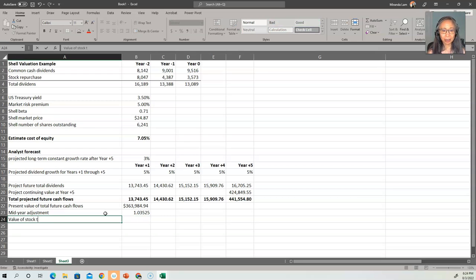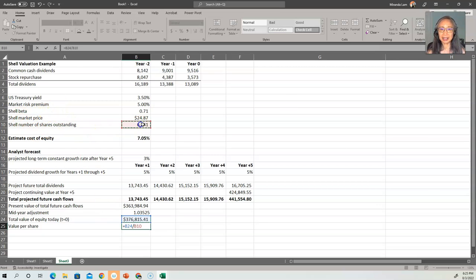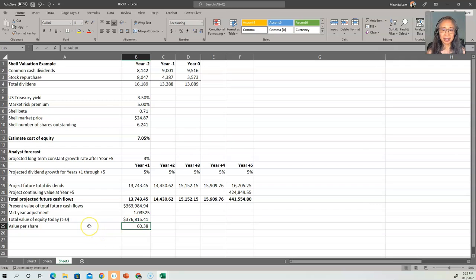And then the value of the stock today, so today is year 0, is the present value of total cash flow times the mid-year adjustment. So this is the total value, let me emphasize. So total value of equity. So the value per share is equal to the value you estimated divided by the number of shares outstanding. So this is how you can use the dividend-based model to estimate the value of a stock.